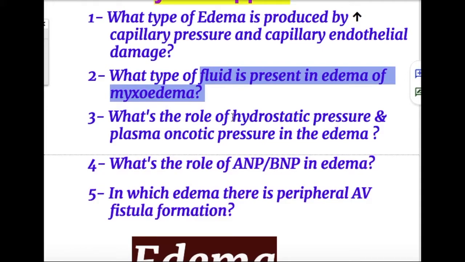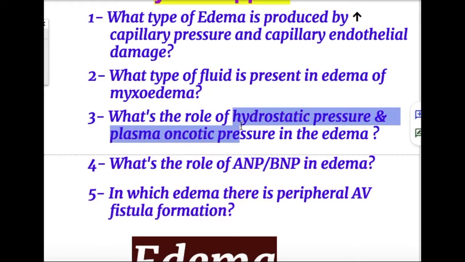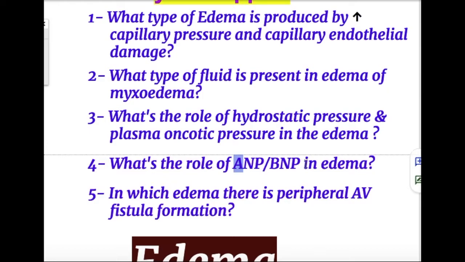Number 3. What's the role of hydrostatic and plasma oncotic pressure in the edema? Number 4. What's the role of ANP and BNP in edema? And number 5. In which edema is there peripheral arteriovenous fistula formation?